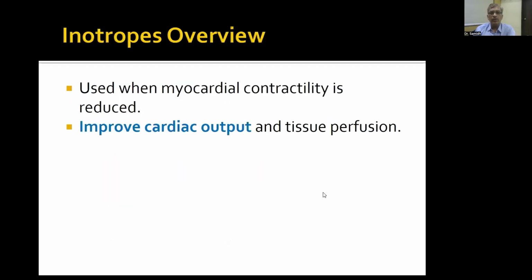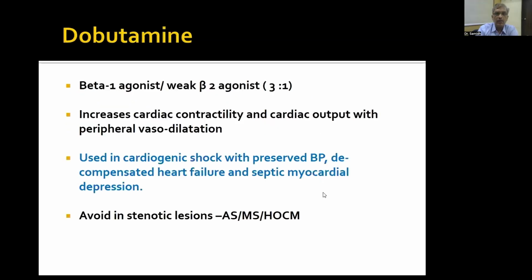Now, inotropes, they increase the myocardial contractility and they improve the cardiac output and the tissue perfusion, and they're typically used when the patient is having left ventricular dysfunction. Dobutamine is the most common inotropic agent that we use. It is a beta 1 agonist and a weak beta 2 agonist in the ratio of 3:1. It increases the cardiac contractility and cardiac output with peripheral vasodilatation. It is used in cardiogenic shock with preserved BP.